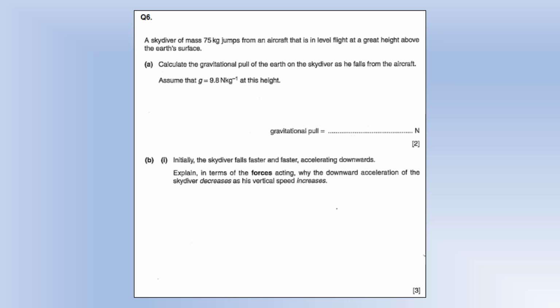Okay, so a skydiver of mass 75 kilograms jumps out of an aircraft at level flight at a great height above the Earth's surface. Calculate the gravitational pull of the Earth on the skydiver. So we're basically calculating the weight force there. Okay, so initially the skydiver falls faster and faster, accelerating downward. Explain in terms of the forces acting why the downward acceleration decreases as the speed increases.